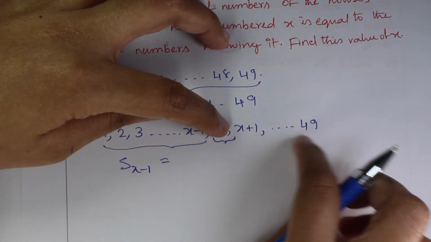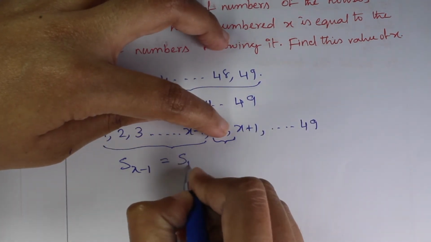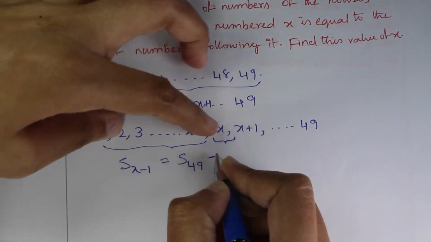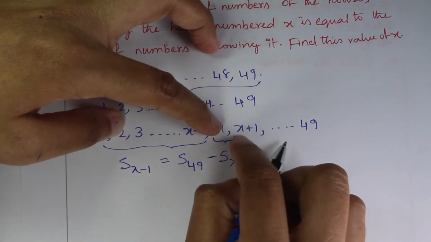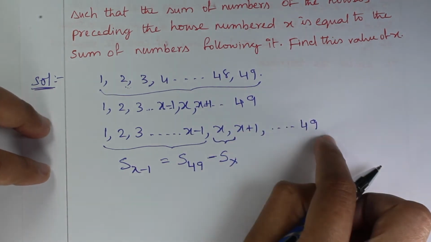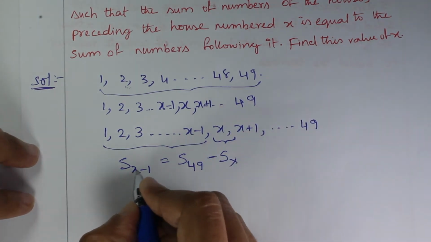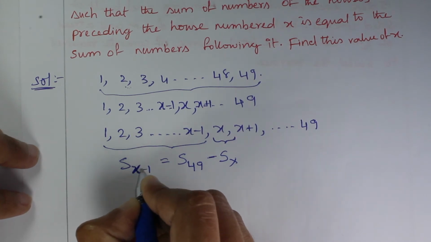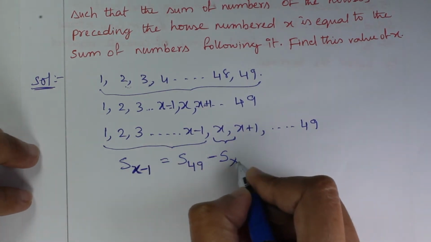So what will be the sum of these numbers? S49 minus Sx gives the sum of the numbers of houses following x, that is x plus 1 to 49. So you understood how we got this equation, right? S of x minus 1 is equal to S49 minus Sx.